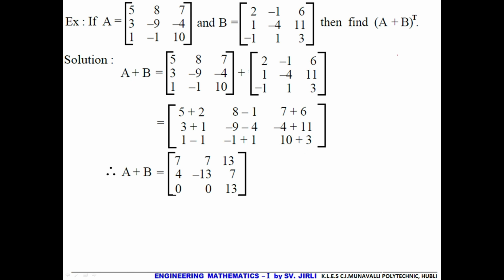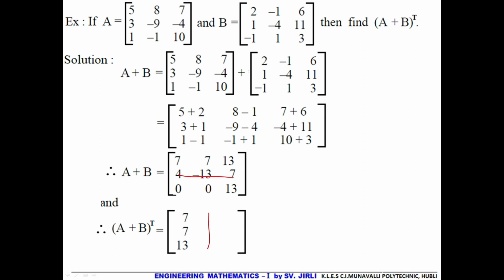The question is (A plus B) raised to T. We have to take transpose of A plus B now. Therefore, (A plus B) raised to T equal to. Transpose means interchange of rows and columns. Here we see 7, 7, 13 is first row. We make it as first column.